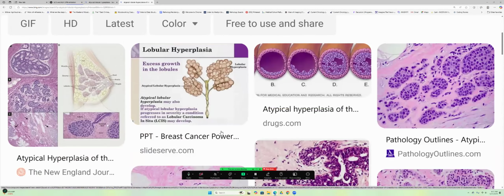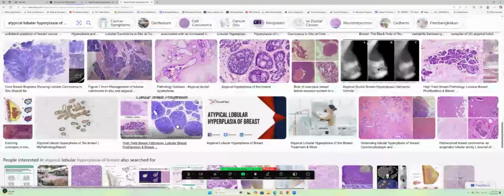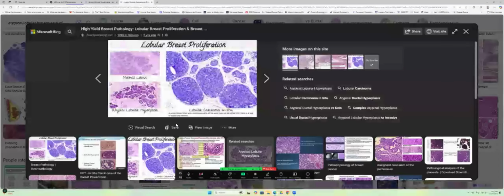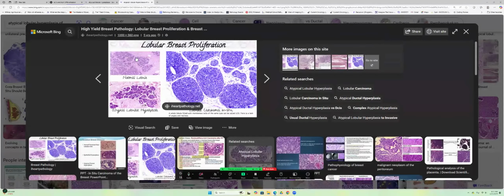So this ALH, the lobules are still small. If you do LCIS, let me give you a picture of LCIS. Okay, look at this. You see ALH, look at the normal lobule. This is a very good picture. Look at the normal lobule. Can you see the size of the normal lobule?